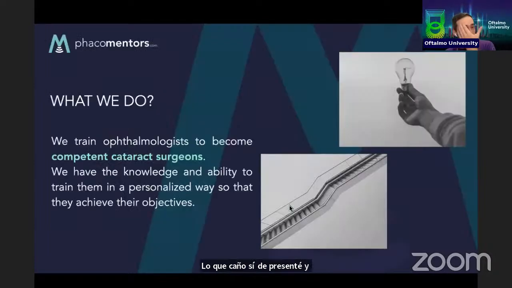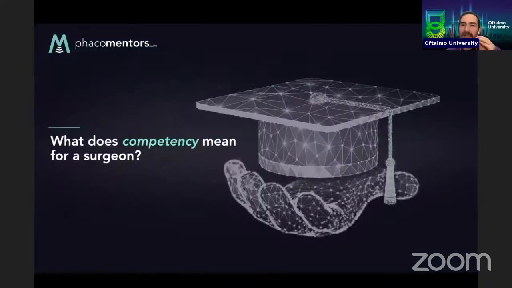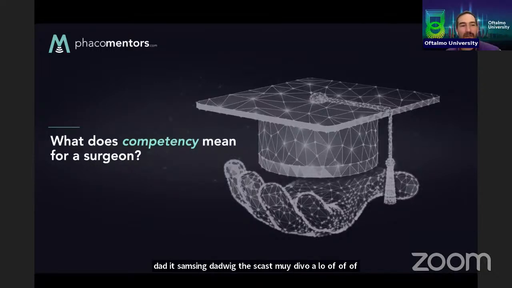Yes. Okay, so this is a small intro about what we are doing: we train ophthalmologists to become competent cataract surgeons. I think the key word in there is competent. What do you think makes a competent surgeon? It's something we have discussed with Ivo many times, and we are getting into some key points of being a competent surgeon. But what do you think, Atanas or Florian, a competent surgeon has to have?